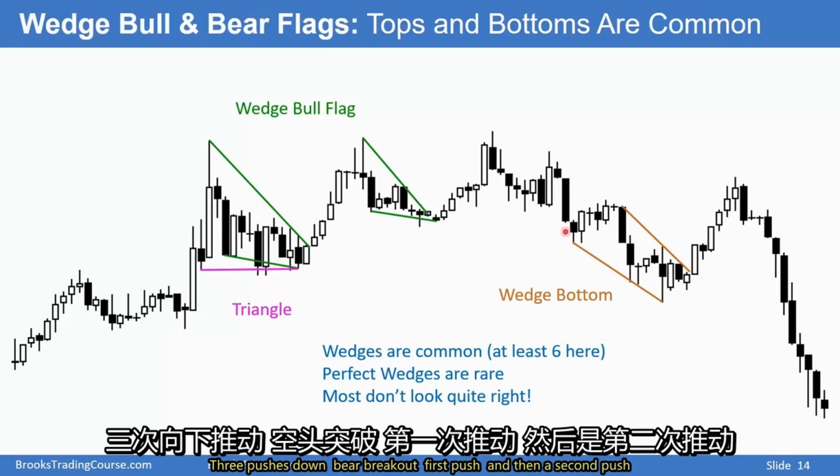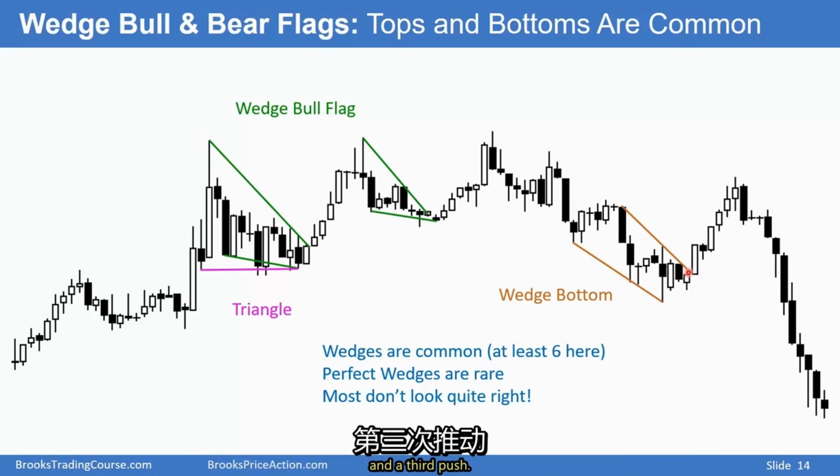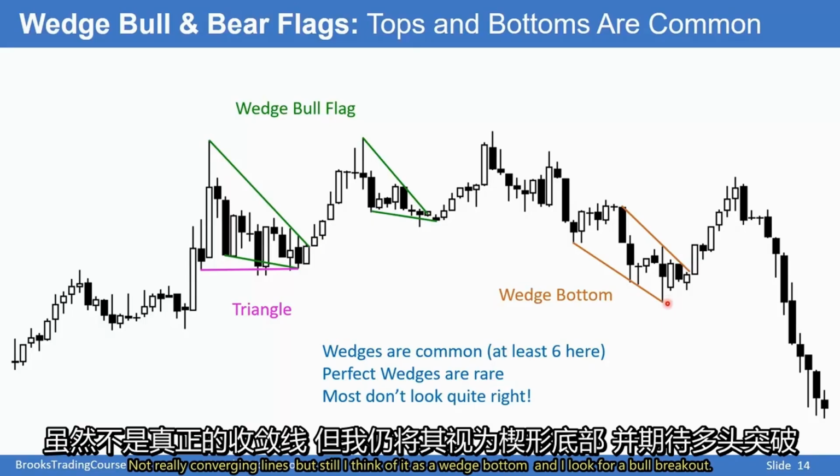3 pushes down, bear breakout, first push, and then a 2nd push and a 3rd push. Not really converging lines, but still I think of it as a wedge bottom, and I look for a bull breakout.